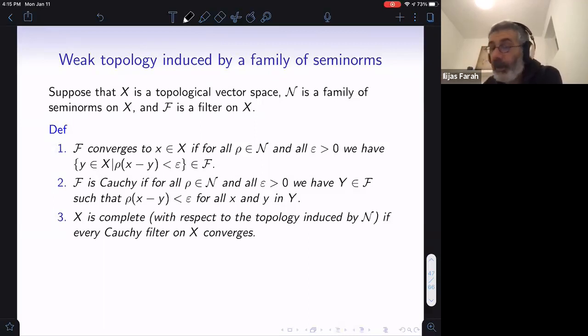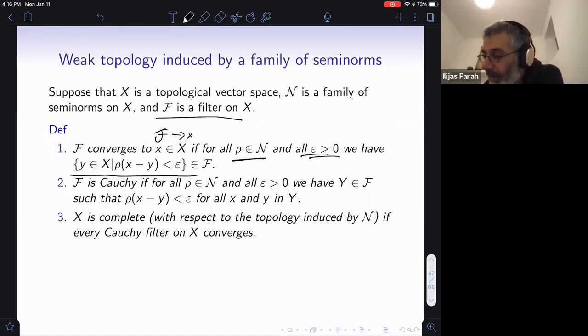So suppose that we are in that situation, and F is a filter on the set X. Here's the definition: F converges to some x. We can just write it like this, if the obvious thing happens: for each one of those seminorms, for each epsilon, the open neighborhood corresponding to rho and epsilon belongs to the filter.